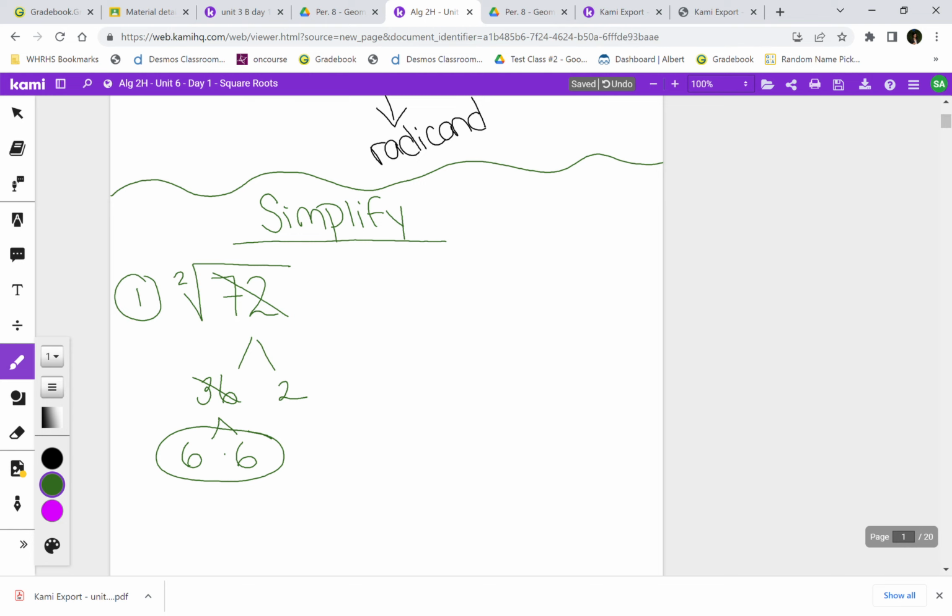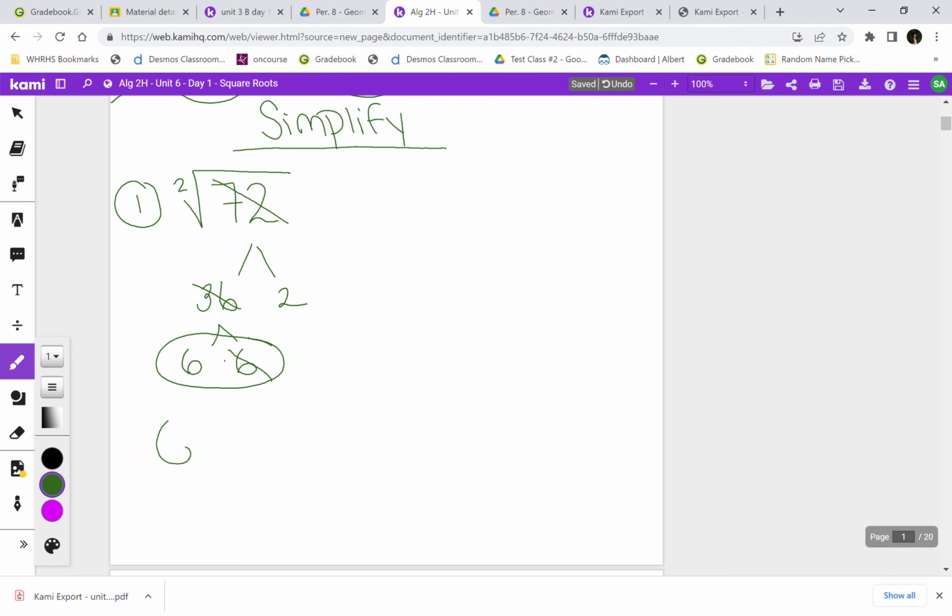So what we're going to do when we're simplifying is find as many pairs as possible. 6 was my pair. Can I make any pairs with 2? No. So then what you do is the pair that you found, you're going to put 1 on the outside of the radical. And whatever's not crossed out and not circled, that goes on the inside of the radical. So what's not crossed out and not circled? 2.